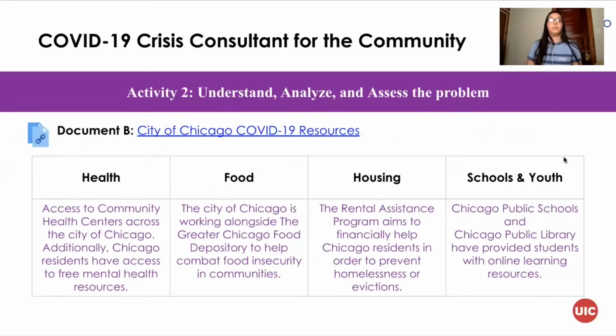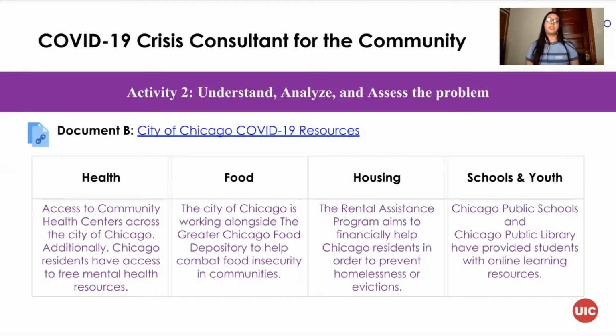Moving on to document B. Document B was a website link to the city of Chicago, and they provided COVID-19 resources. These are just 4 of the main topics that they had, but they also had other ones. For example, they had a category with health resources. They provided people with community health centers and where they're located in the Chicago area, and also different resources for free mental health help for people that may need it. So that's the health aspect, and those are just a few; they had more.